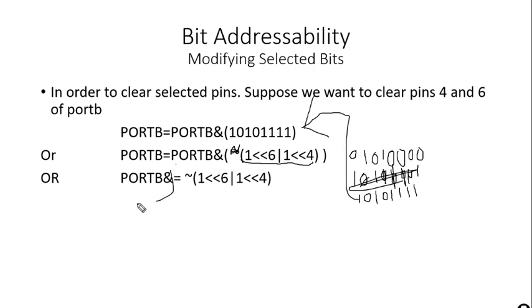And finally, the shortest expression: we can write PORTB &= ~((1 << 6) | (1 << 4)), the NOT of 1 left shifted 6 times OR with 1 shifted 4 times. So using this expression, which is easier to understand and clearer, we can clear the selected bits of a port.